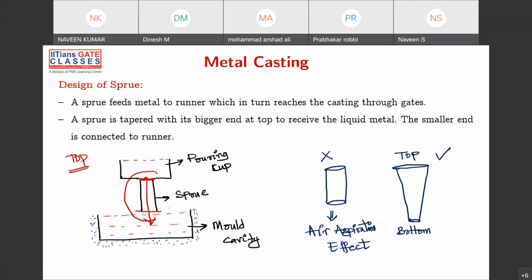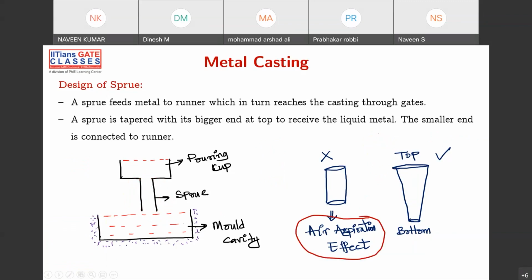And this sprue is not straight like this. It is not cylindrical like this. It is tapered. Why is it tapered? It should not be straight. It should be tapered like this. Top should have a bigger diameter than the bottom. It means that D1 should be greater than D2. That's what I'm saying. Why we are not using a straight cylinder is to avoid this air aspiration effect.